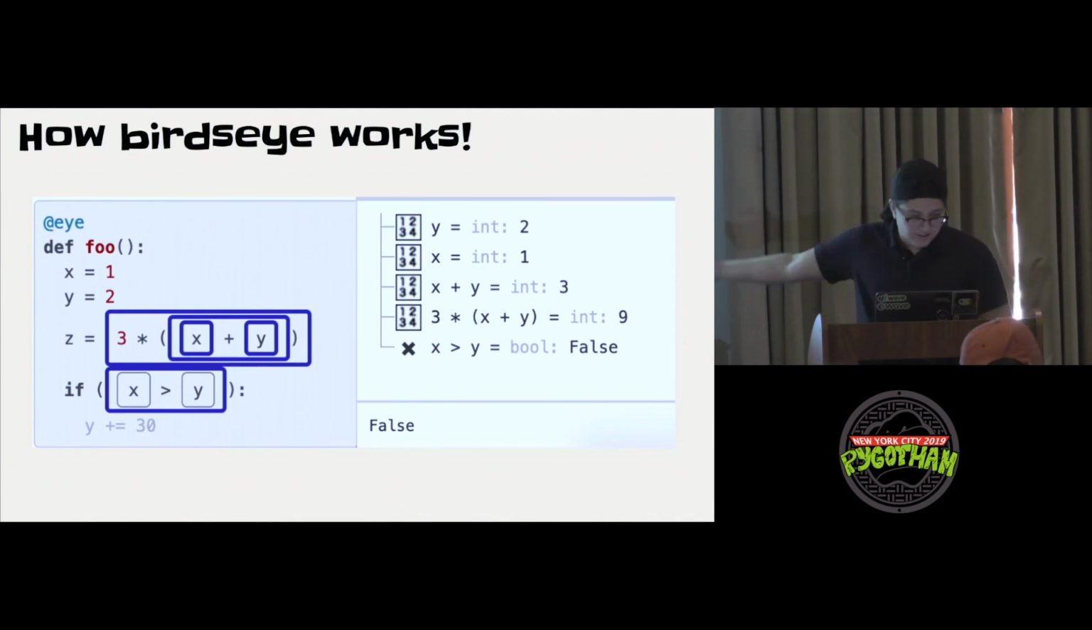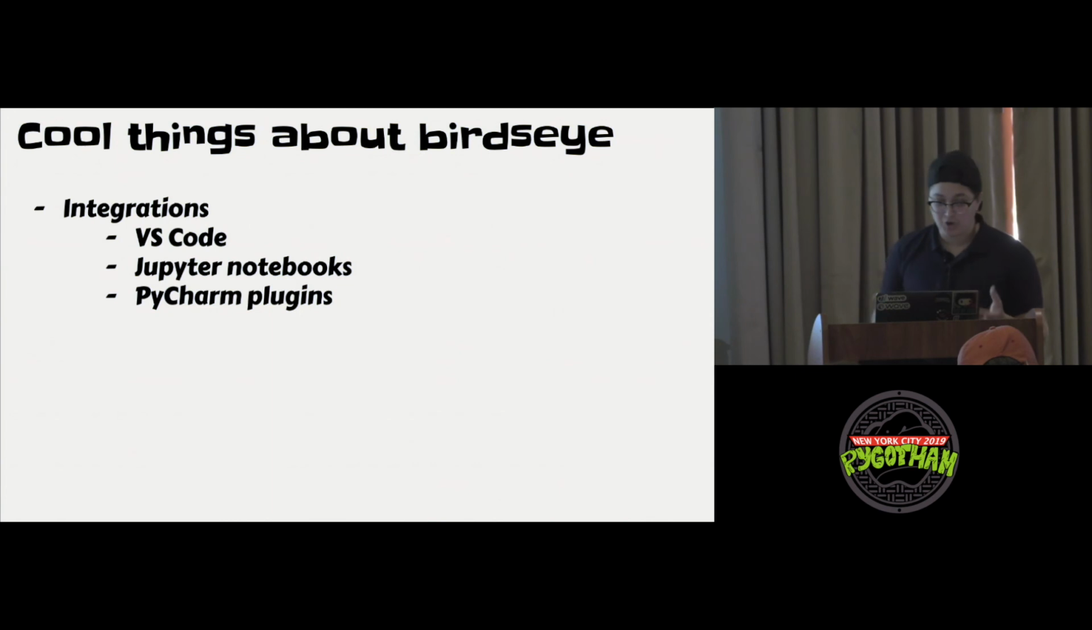And then you can also check the conditional statements. So we can check that x is greater than y is false. And so Birdseye, if you don't want to use the actual website, actually has integrations with VS Code and Jupyter Notebooks, and it also has a PyCharm plugin.